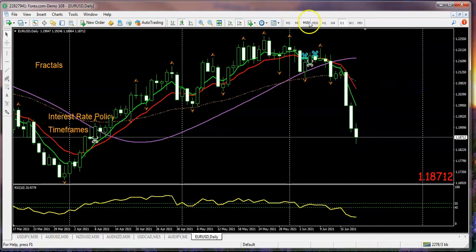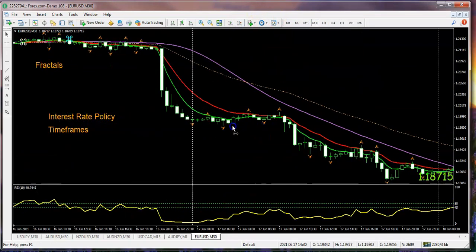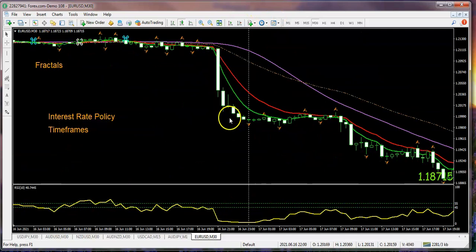Get rid of this one. So now let's come down and take a look at the 30-minute chart and see what's happened here. Notice that in the first day, we just had a complete downward move. We had no pullback at all, even on the 15-minute chart, just constant selling. Then the Asian session kind of mellowed out a bit, okay?